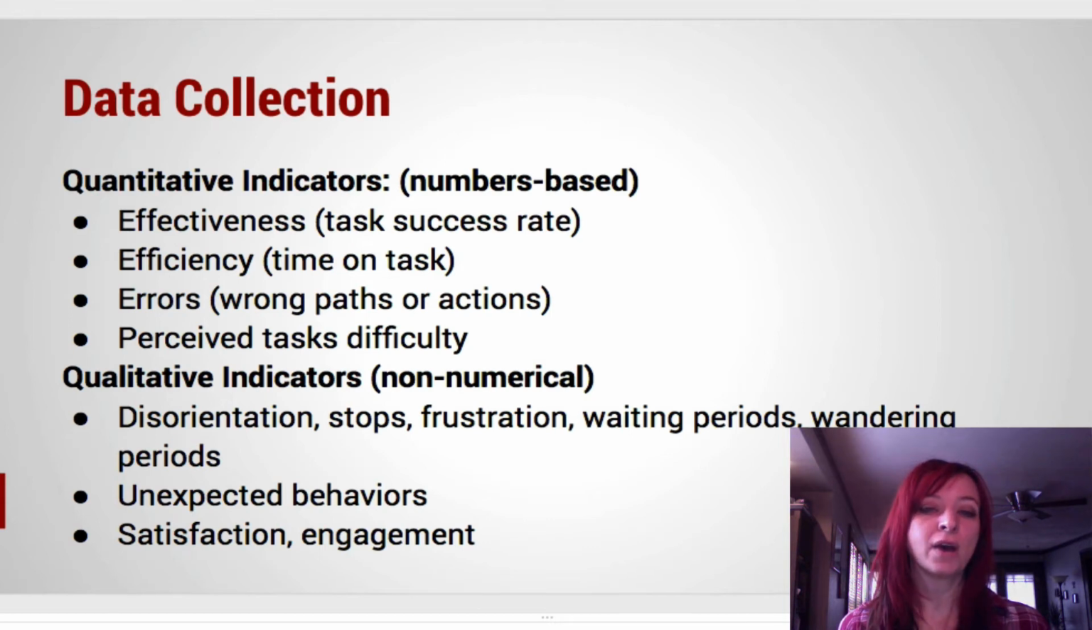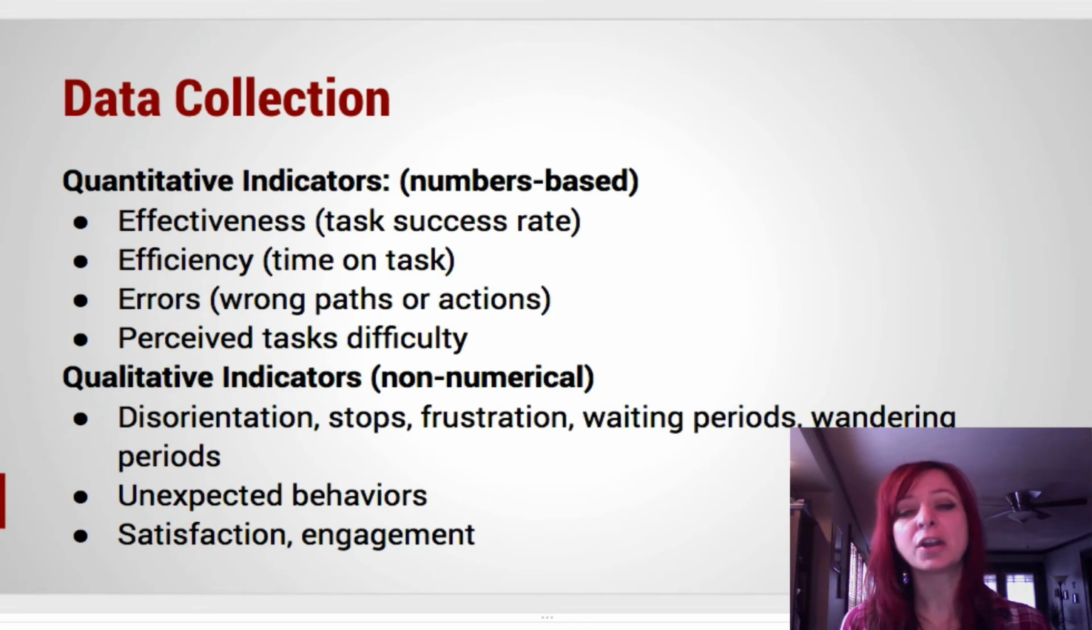Maybe someone who had some struggles with the website clicked the wrong buttons 12 to 15 times. You can count those number of errors, and they mean something. And you can also judge perceived task difficulty. So you could ask in a survey, for example, how difficult the tasks were.